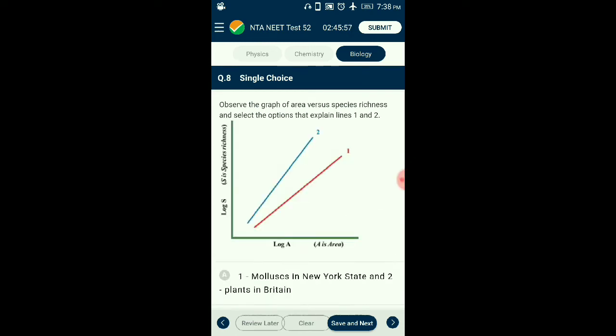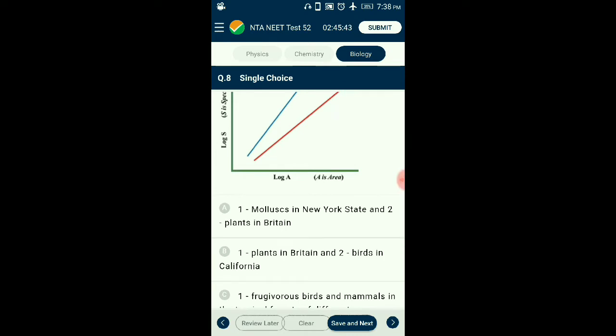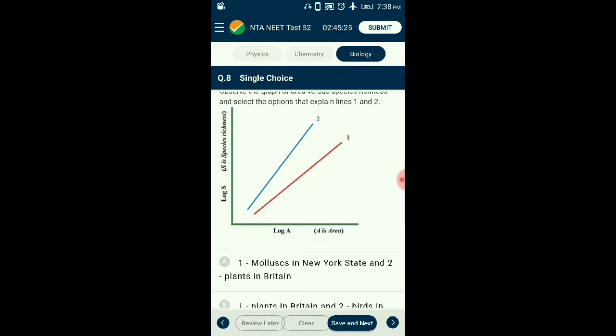Question number 8. Observe the graph of area versus species richness, and select the option that explains line 1 and 2. Alexander von Humboldt observed that within a region, species richness increased with increasing explored area, but only up to a limit. In fact, the relation between species richness and area for a wide variety of taxa turns out to be a rectangular hyperbola on a logarithmic scale.